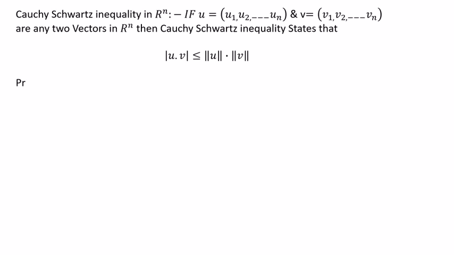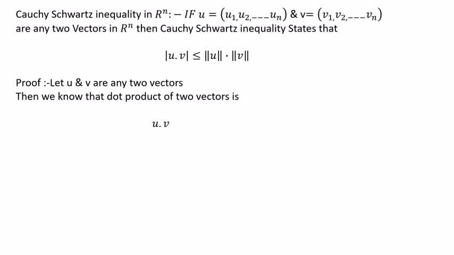Now here, how to prove this? We know that u and v are any two vectors. So if we take any two vectors u and v and try to find the dot product by our second definition, that is u dot v is equal to norm u into norm v into cos theta. This definition we already know. We solved examples also on that.